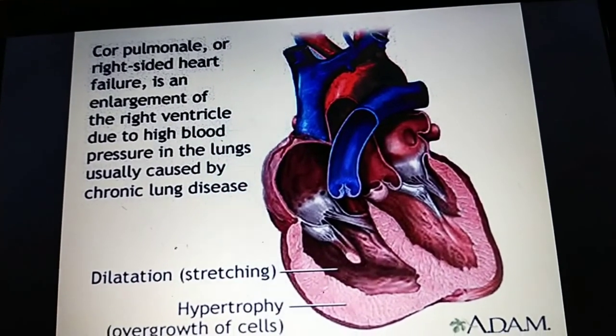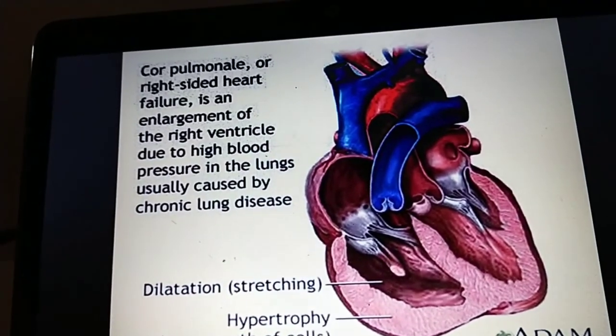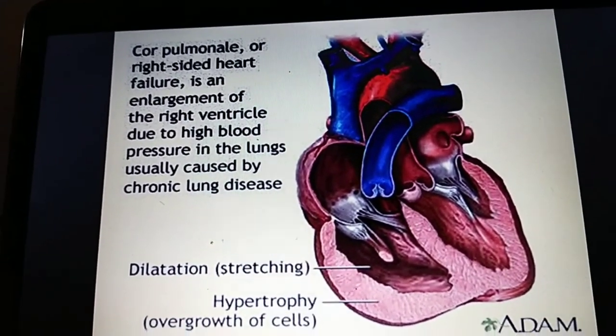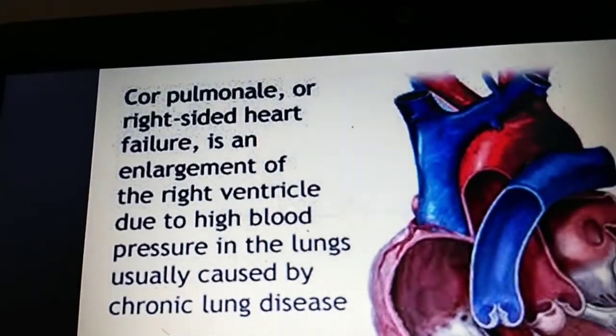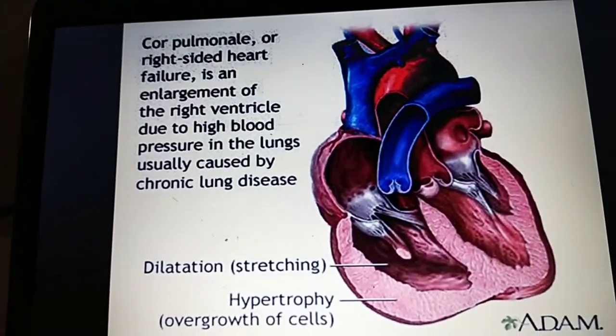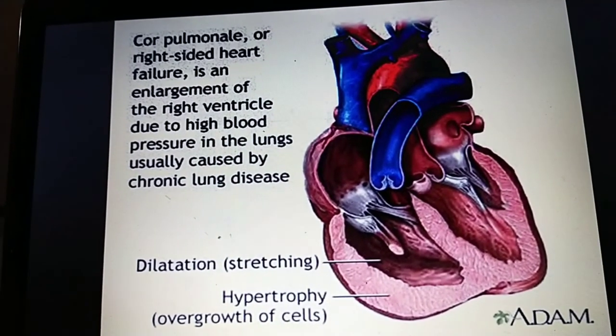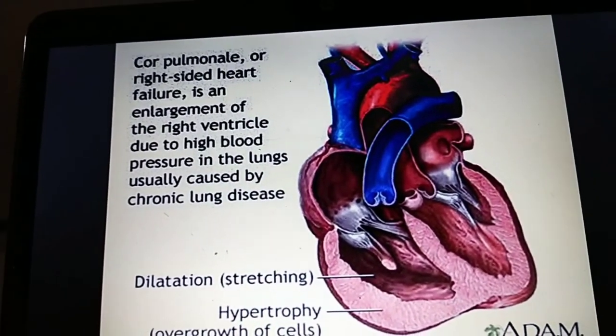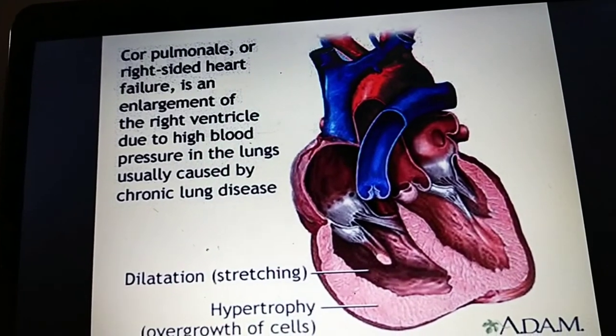Cor pulmonale, it is a disease. It involves two things. Okay, you can see here the cor pulmonale. Cor means cardiac, pulmonale means lungs. It denotes two diseases. Okay, in that two organs are involved. Okay, one is cardiac, another one is pulmonary.